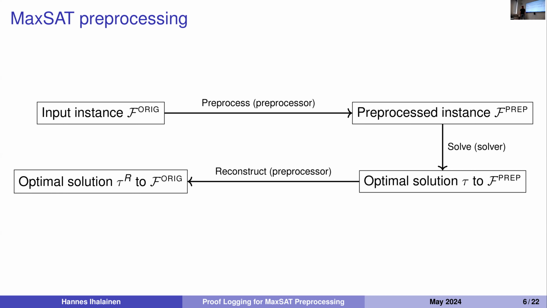How it does it in practice is that in addition to producing this processed instance, it also writes a separate file that has something we call a reconstruction stack. And then given this optimal solution and the reconstruction stack, it is able to produce this solution to our original instance.